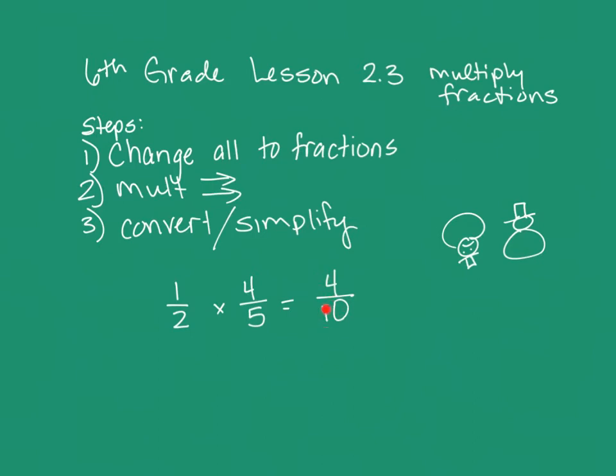So 4/10, but it can be simplified, it can be reduced because they're both even numbers. So 2 divides evenly into both of those. So I'll divide 2 into both of those to simplify. 4 divided by 2 is 2, 10 divided by 2 is 5. That's as simple as it gets, and ta-da, we're done.